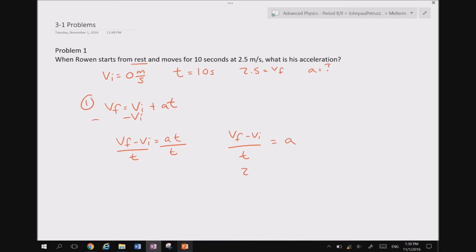Our final step is just to plug in the numbers for each variable. The final velocity is 2.5, and the initial velocity is 0. So then you divide it by the time, which is 10 seconds, and you end up with 0.25 meters per second squared.